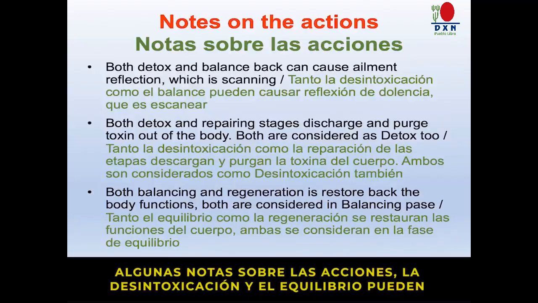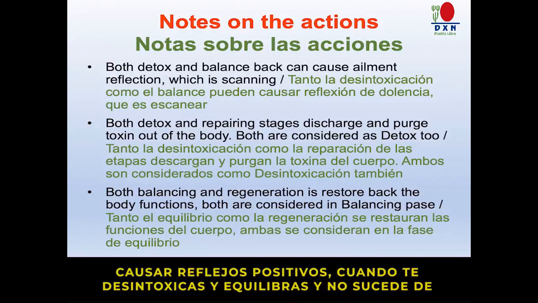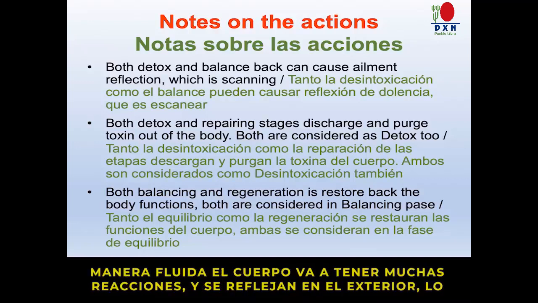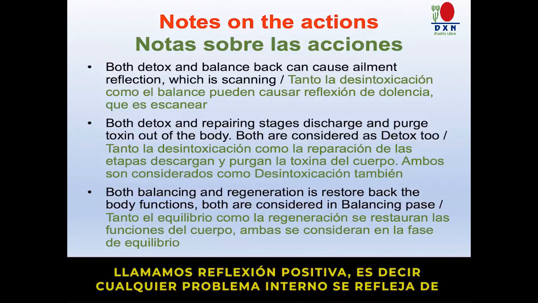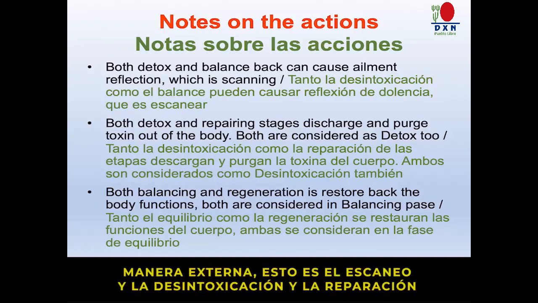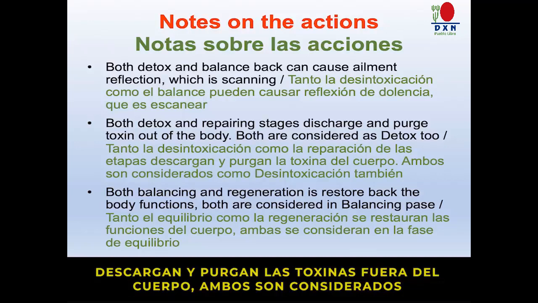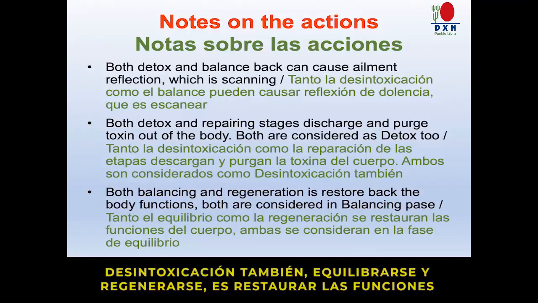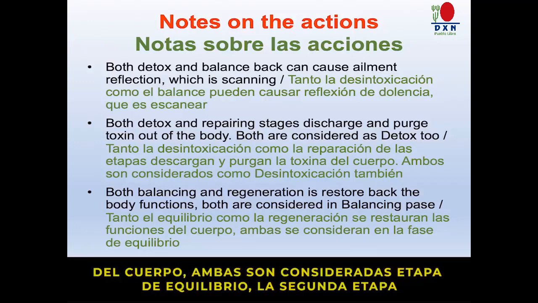Now, some notes on the actions. Both detox and balance back can cause ailment reflection. During detox and balance back, it isn't done quietly inside the body; the body has a lot of reactions, and then it is reflected outside. We call it ailment reflection. What is the problem inside, you reflect it outside. This is scanning. Then both detox and repairing stages discharge and push toxins out of the body, so both are considered in the detox stage. Then the balancing and the regeneration restore the body function, so both are considered in the balancing phase, the second phase.